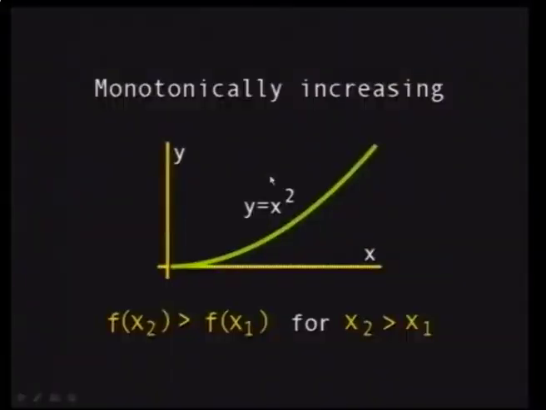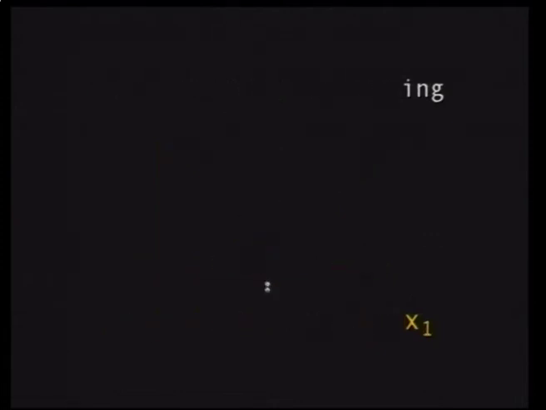Again, this is called a monotonically increasing function. It's increasing all the time. And this is the rule for it. If you find that f of x2 is always greater than f of x1 when x2 is greater than x1, you say this is a monotonically increasing function.